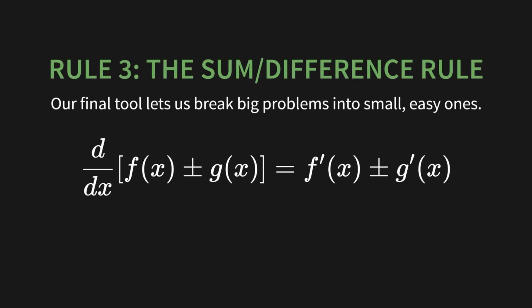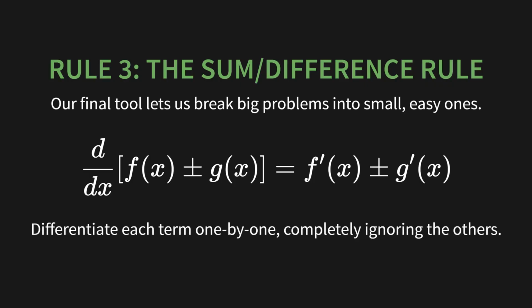And that brings us to rule number 3, the sum and difference rule. Our final tool lets us break big problems into small, easy ones. The formula is the derivative of f of x plus or minus g of x equals f prime of x plus or minus g prime of x. It means you can differentiate each term one by one, completely ignoring the others.